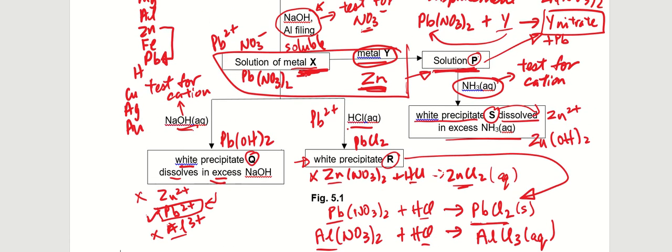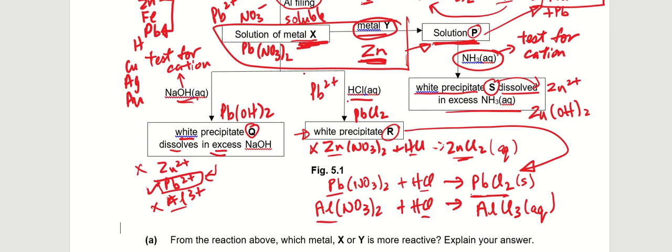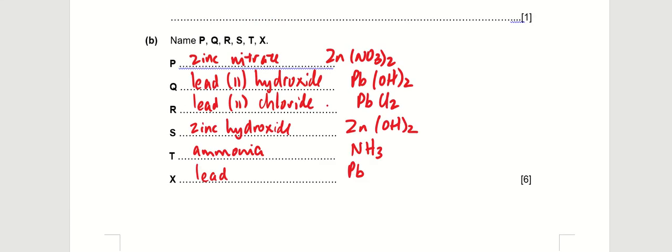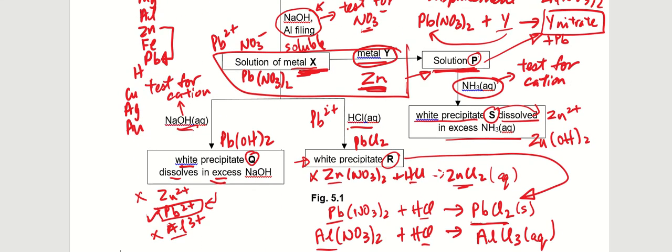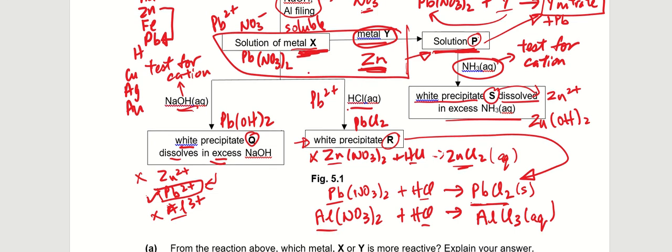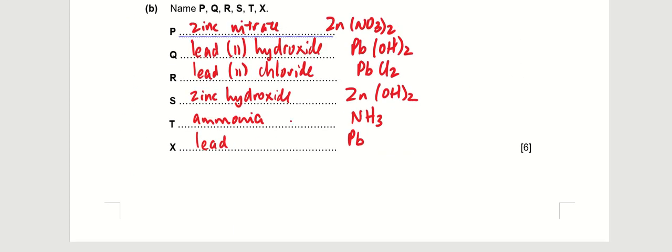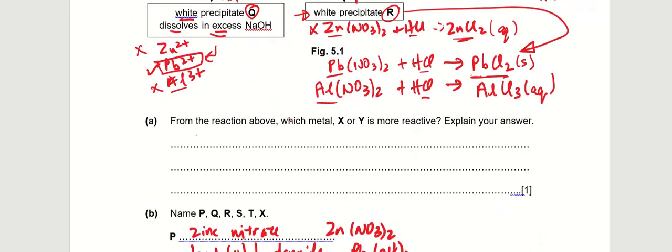X is the solution of the metal. Okay, therefore solution of metal X. So the solution of metal X, the solution is lead 2 nitrate. So X here is a metal, so we know X is lead. Simply Pb. Now, it is not lead 2 nitrate because we are talking about the solution of metal X. So X is really just the metal, so we only write lead. Okay, so let's see now we answer this question.